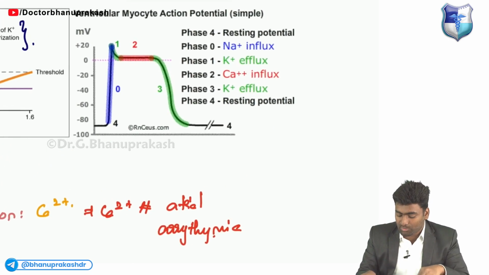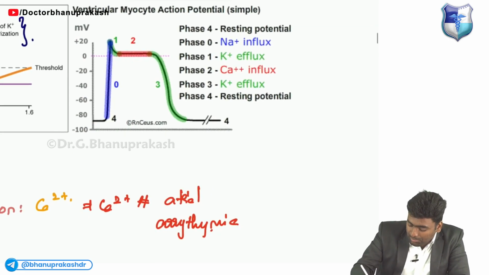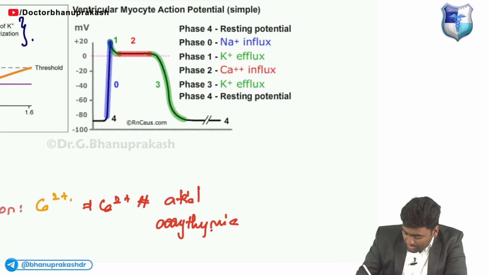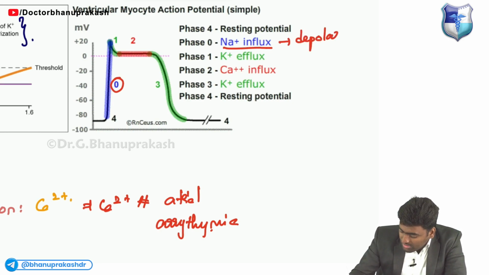Next, about the ventricles. In ventricles, the same repeats, like we see in nerves. There is phase 0. Phase 0 is actually the sodium influx, which causes the depolarization.